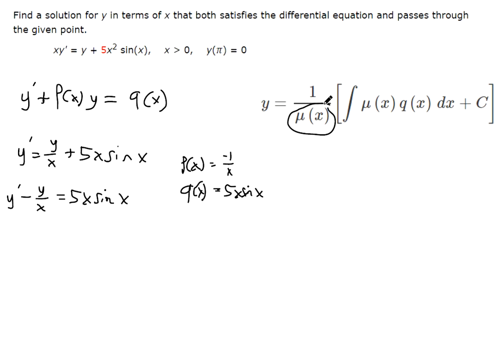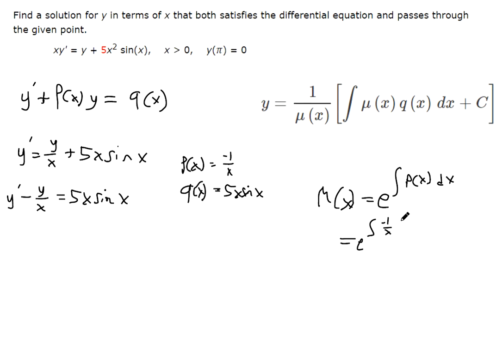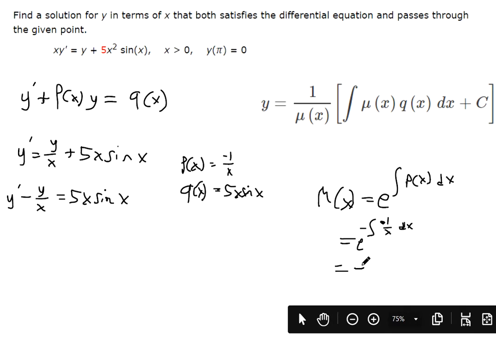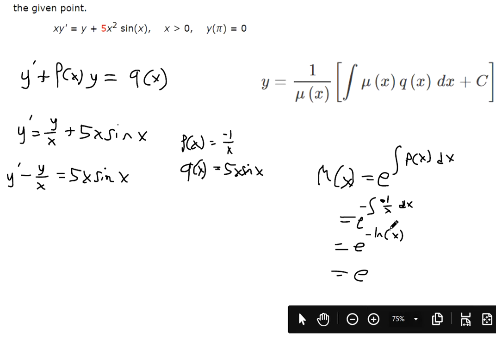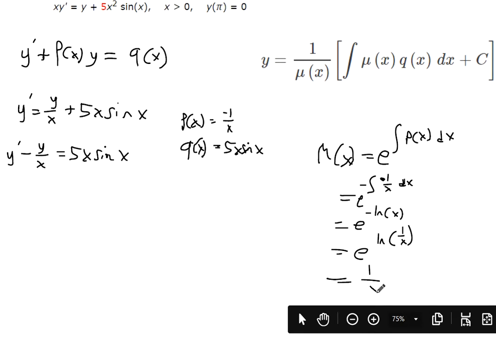We need the integrating factor, and that is found by m of x, that's e with an indefinite integral of p of x dx. So if we do that, that's e to the indefinite integral of negative 1 over x. That's our p of x, so we can factor out the negative sign. So that's e to the negative natural log x. If you move that negative sign to the inside, that's x to the negative first, so that's e to the natural log of 1 over x. So our integrating factor is just 1 over x.